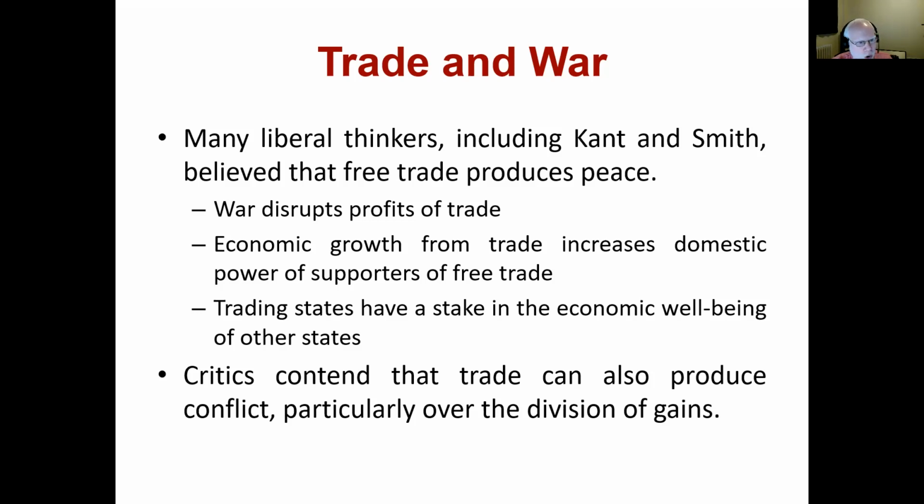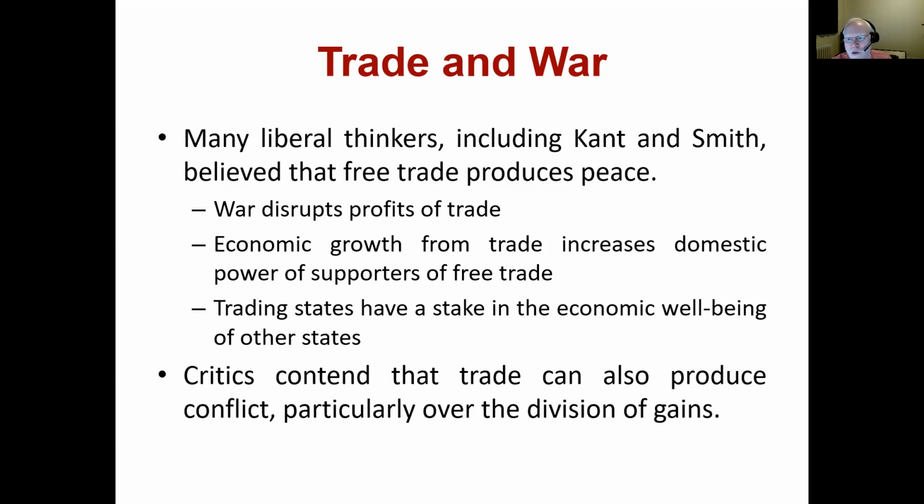So first, war disrupts profits of trade, right? So if you're doing a lot of trade with another country, so Canada and the US are doing a lot of trade with each other, right? If we start fighting each other, that's going to disrupt trade, right? Obviously, if we're fighting, products aren't moving across the border as freely.